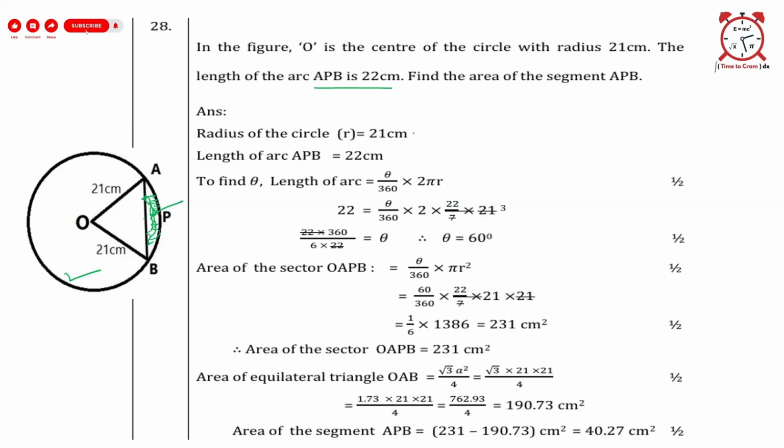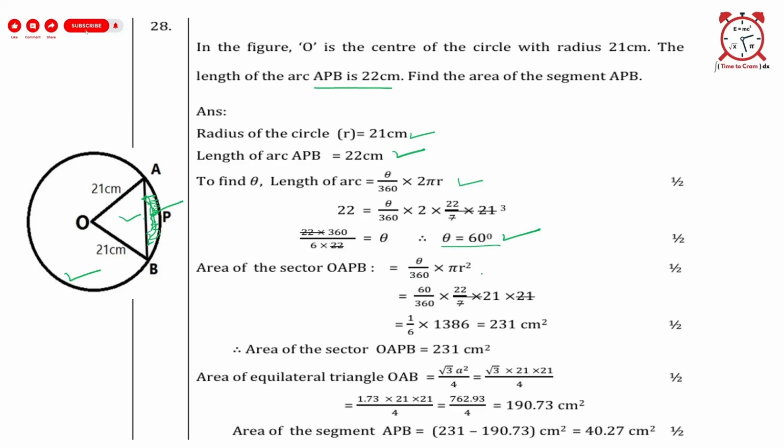So we will note down all the things. Radius is 21 centimeter. The length of the arc is given. So from the formula of length of arc we will find the angle theta here. We know that the formula of length of arc equals theta upon 360 multiplied by 2 pi r. It will give the angle theta. So angle theta equals 60, and it leads us to the fact that this triangle is an equilateral triangle.